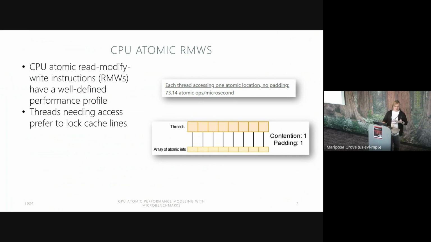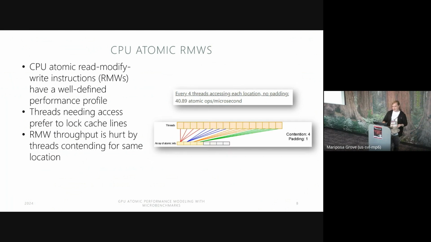So we notice that threads that need access prefer to lock those cache lines. What this also means is if you have threads contending on the same location, then their throughput is hurt. This second diagram here is illustrating the situation in which you have threads contending on the same location. I've color coordinated here. All of the red threads you see are performing the access on the first location, all of the blue threads performing access on the second location, etc. And with this test, I get a throughput reduction. You'll notice before it was 72 atomics per microsecond, and now it's 40 atomic operations per microsecond.